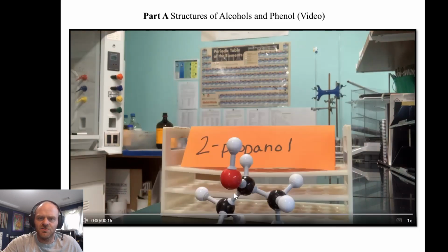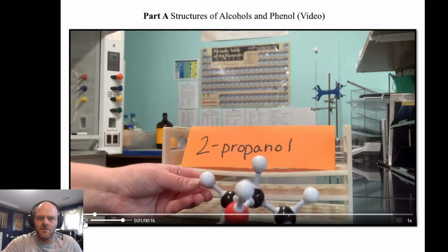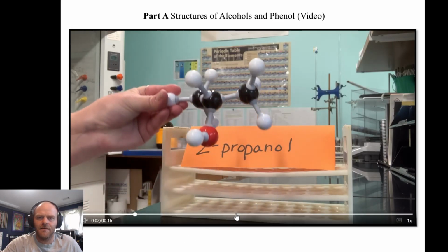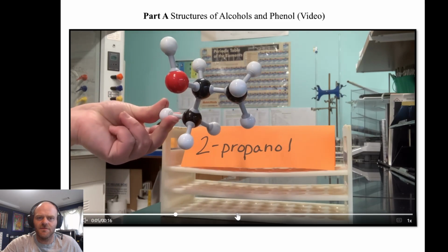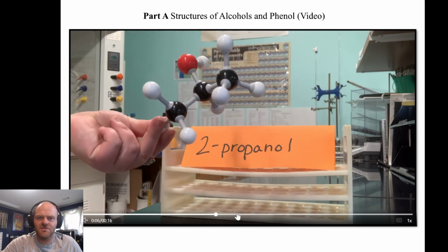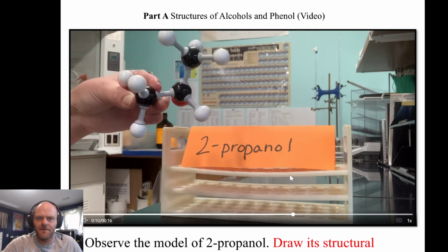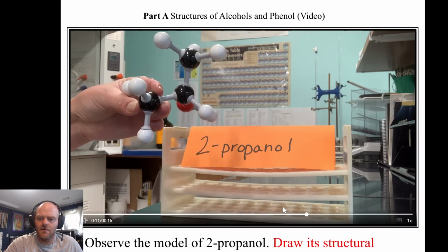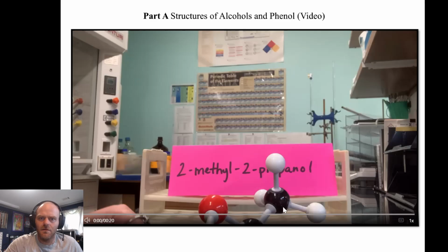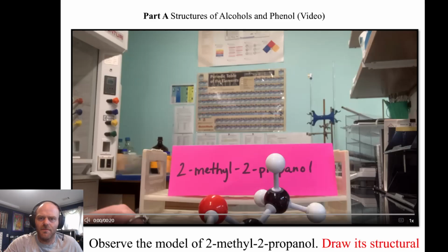Next is 2-propanol. All right. The blacks are carbons, the red is an oxygen, whites are hydrogens. All right. 2-methyl 2-propanol.